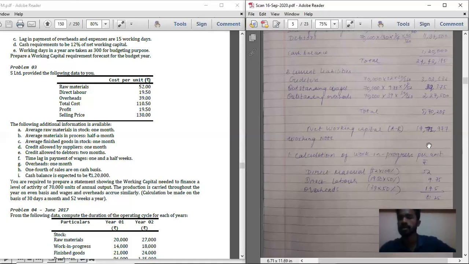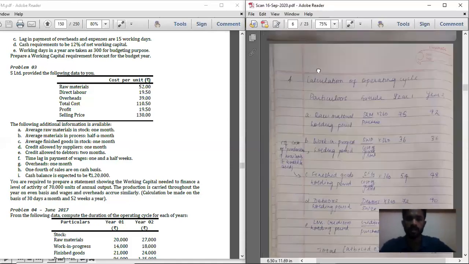You just leave this number because she has taken current assets wrongly. The total is wrong. But the net working capital answer is 18,71,887. That is net working capital. With this, we have completed problem number 3.